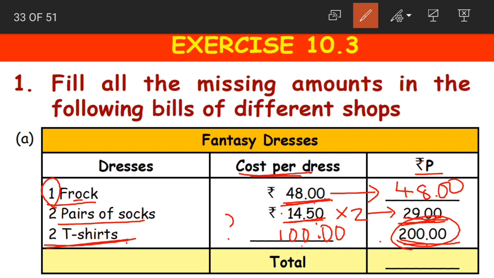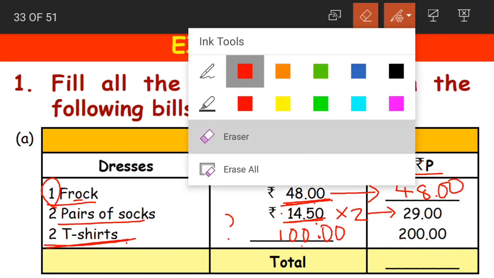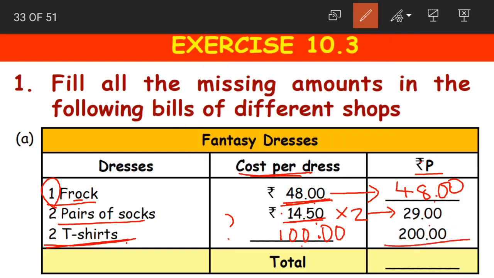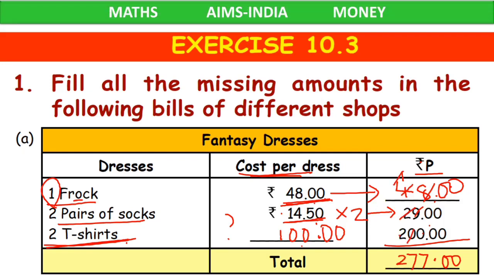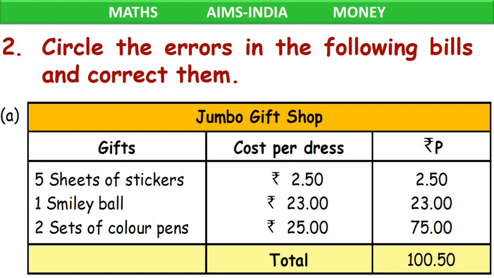Now what is the total cost here, children? Let me erase this. What is the total cost? 0. All the pieces are having zeros. So 0 written here. 8 plus 9, 17. 17 plus 0, 17. 0 here, 1 carried. 1 plus 4, 5. 5 plus 2, 7. 7 plus 0, 7. And 2 here. So 277 rupees is the total amount that we have to pay.